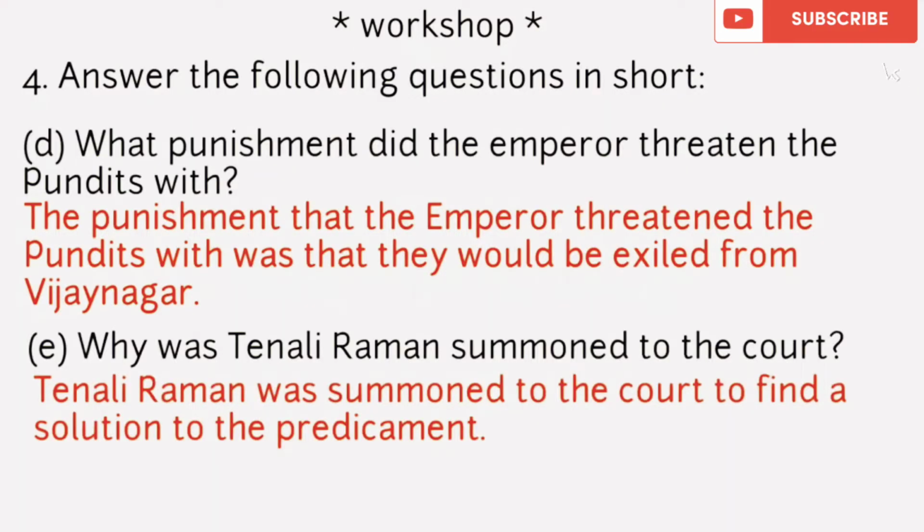What punishment did the emperor threaten the Pandit with? The punishment that the emperor threatened the Pandit with was that they would be exiled from Vijayanagar. Why was Tenali Raman summoned to the court? Tenali Raman was summoned to the court to find a solution to the predicament.